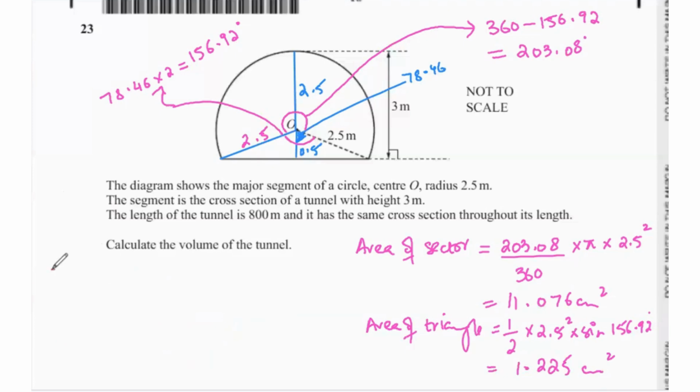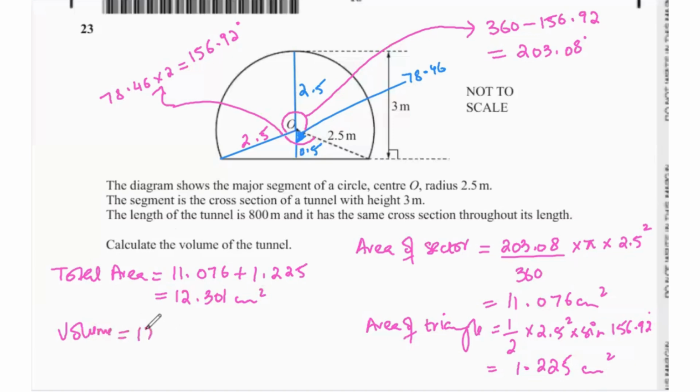So the total area is going to be 11.076 plus 1.225. That is 12.301 centimeters squared. So the volume will be the cross-section area, which is 12.301, times the total length of the tunnel, which is 800. That's 9,840.8 meters cubed. That is your volume of the tunnel.